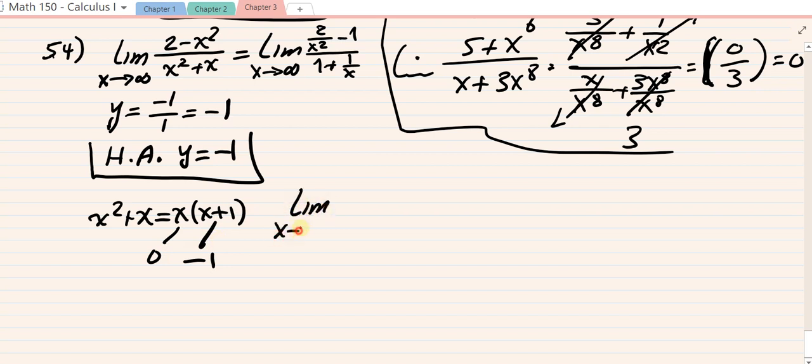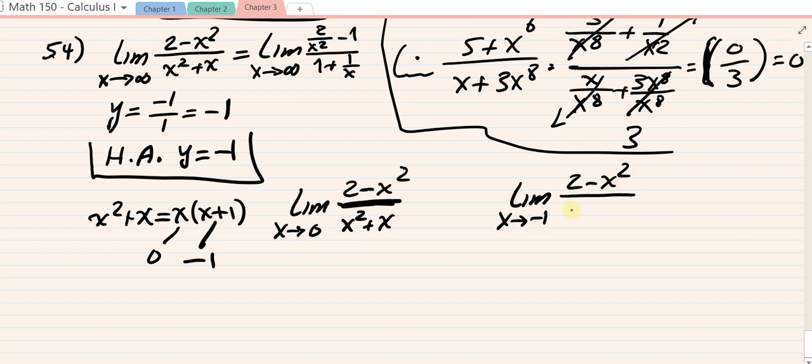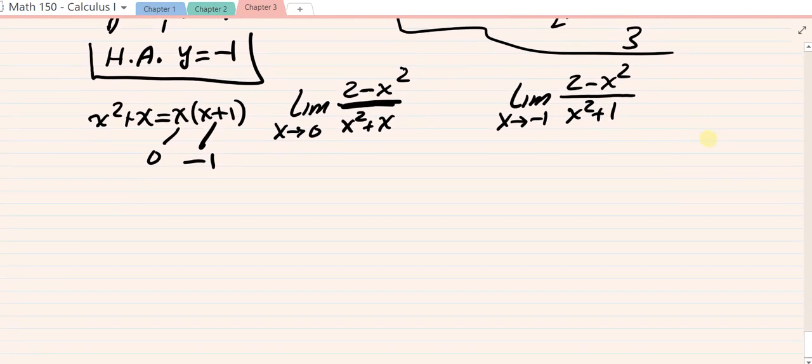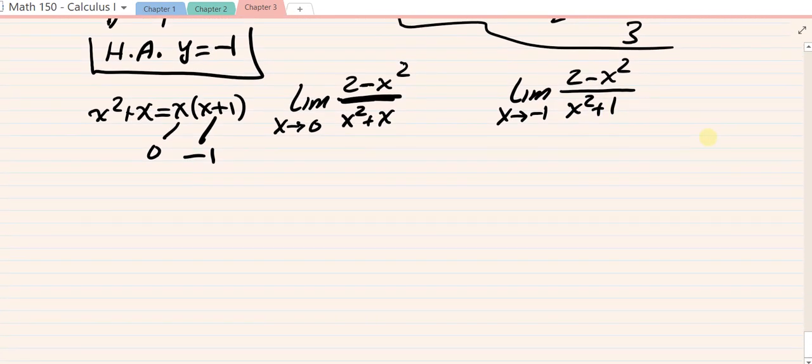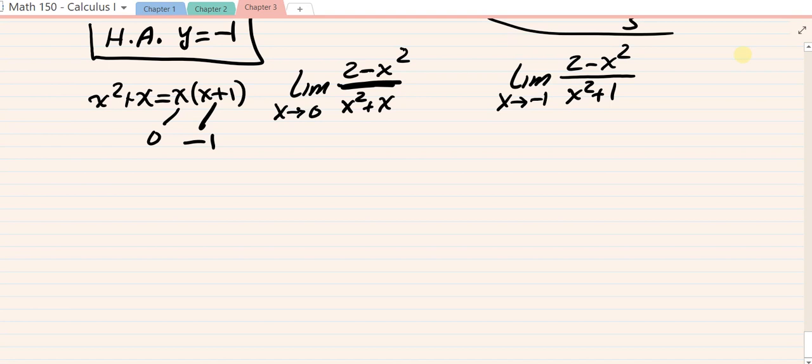I'm going to find the limit as x goes to 0 of 2 minus x squared over x squared plus x. Okay, and then separately we have to find the limit as x approaches -1 of the same. Because again, for those two numbers, the division by 0 is undefined, and we have some kind of vertical asymptote. Now, we just need to show that this limit individually is either infinity or negative infinity. We don't have to do both, just as long as you do one or the other, it suffices.